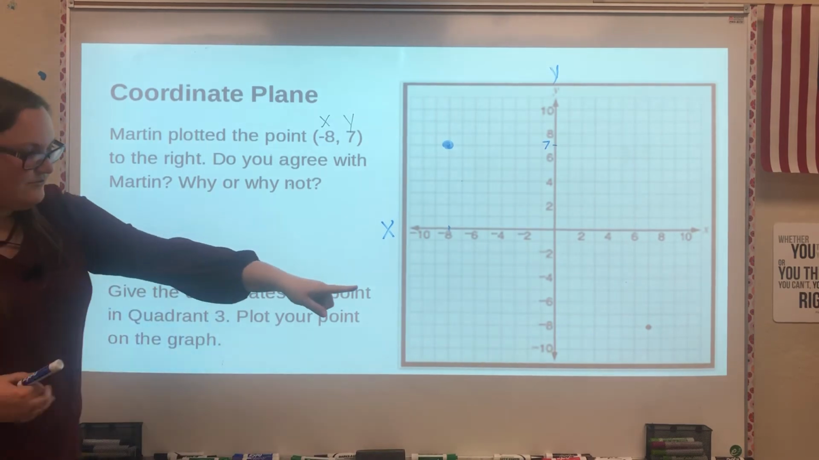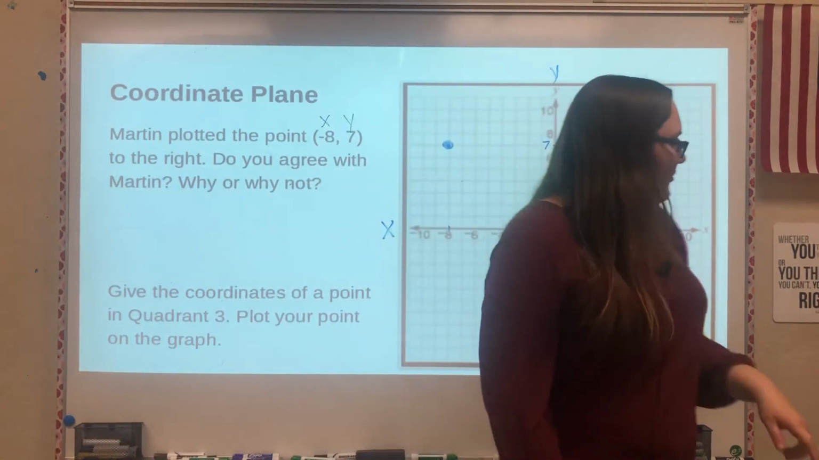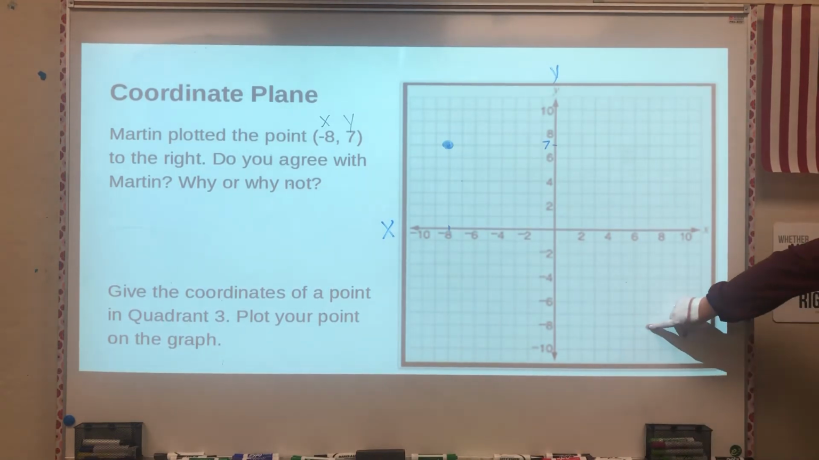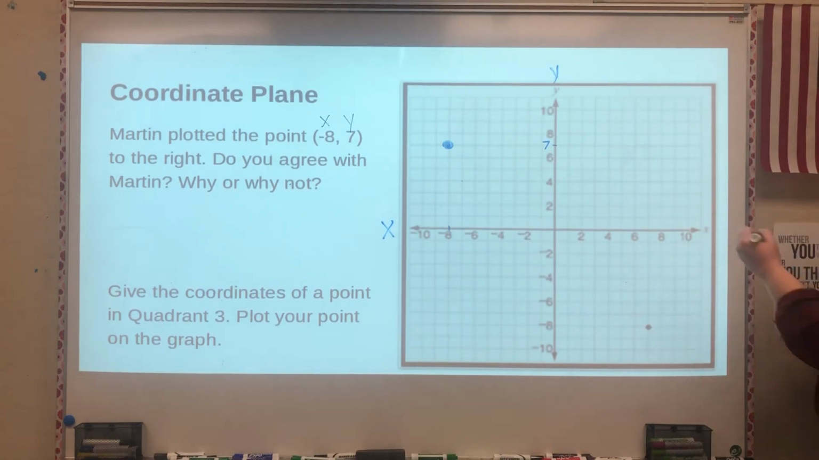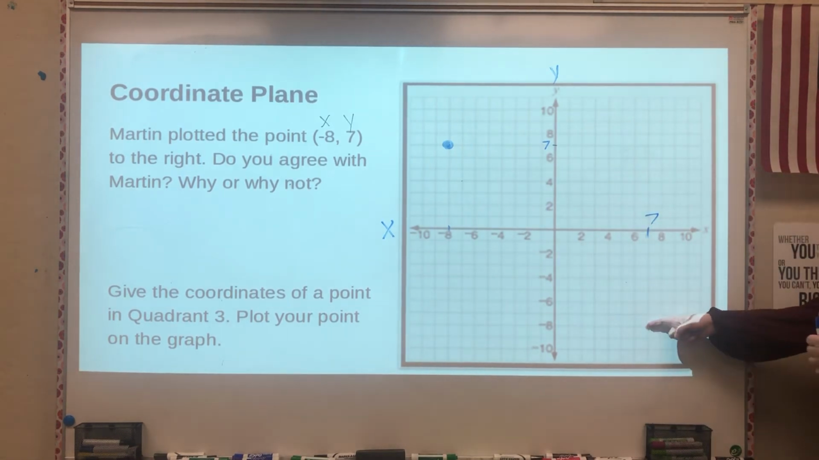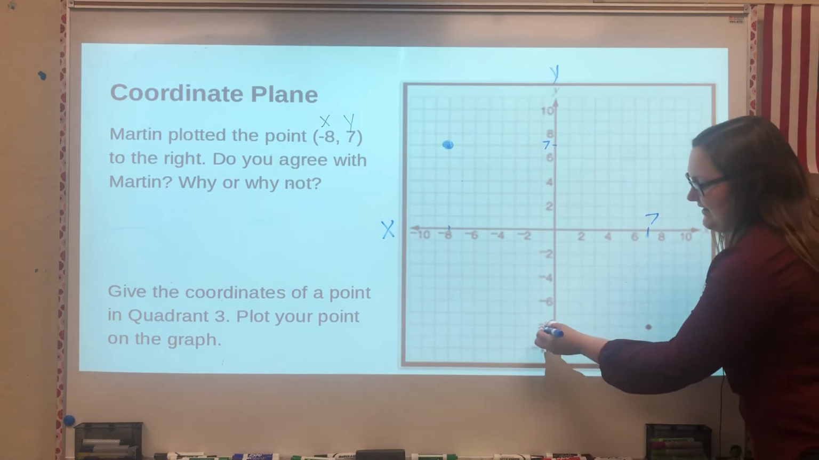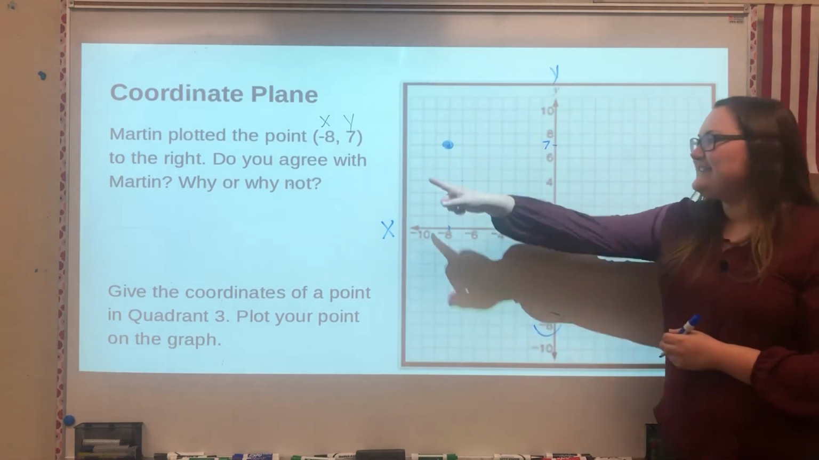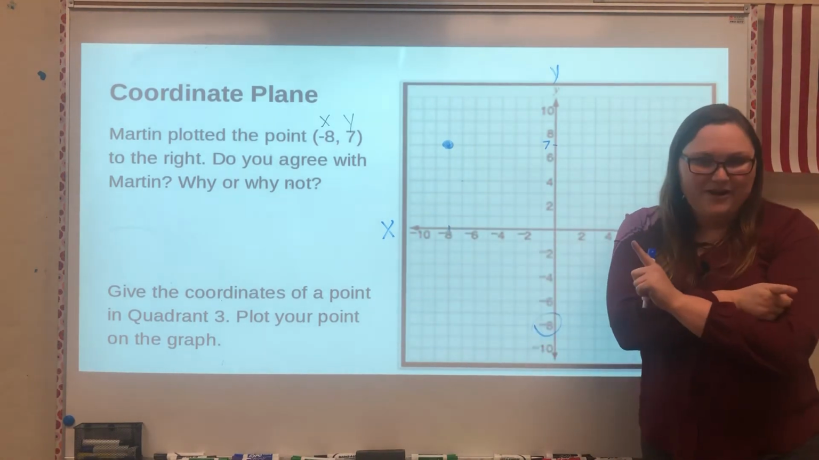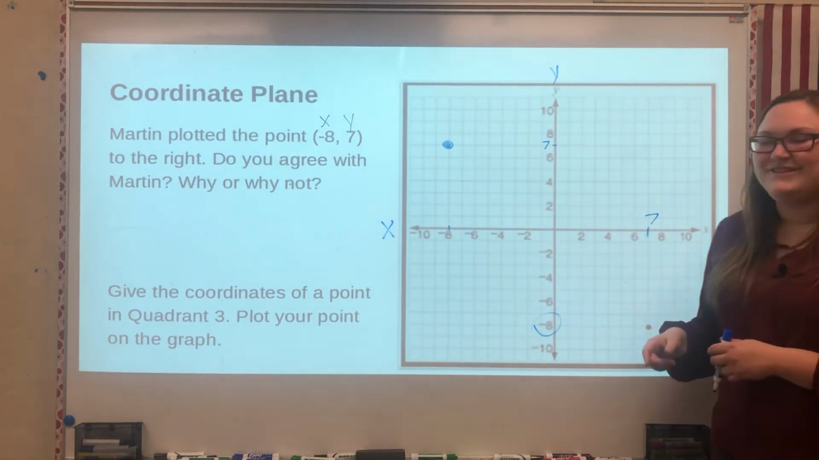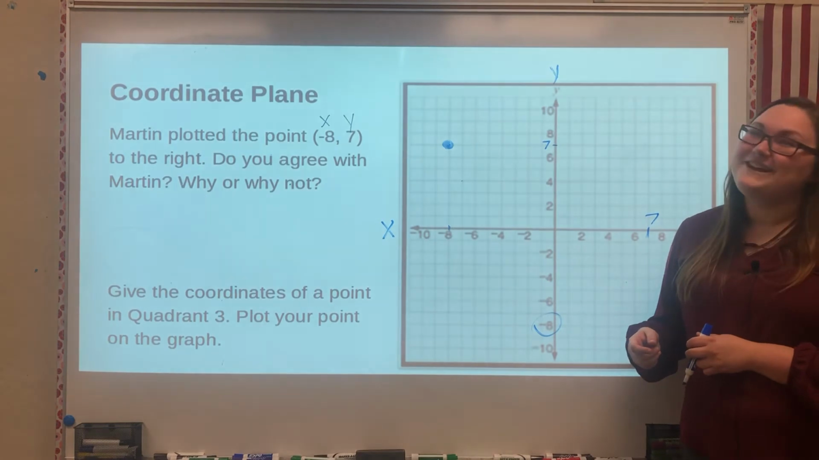So what did they do? Well, this point down here, where is this point? Well, this point is at 7 on the x-axis and -8 on our y-axis. So what I notice is that he's got those numbers backwards. So to answer the question, do you agree with Martin? You definitely want to say no, because this point isn't in the right spot.